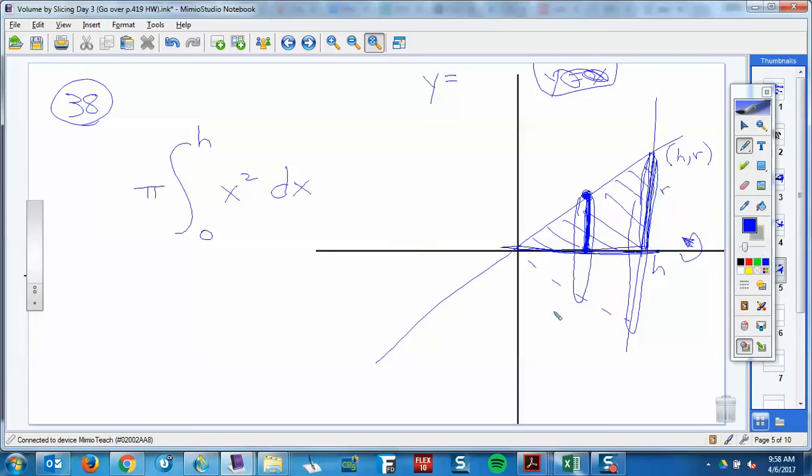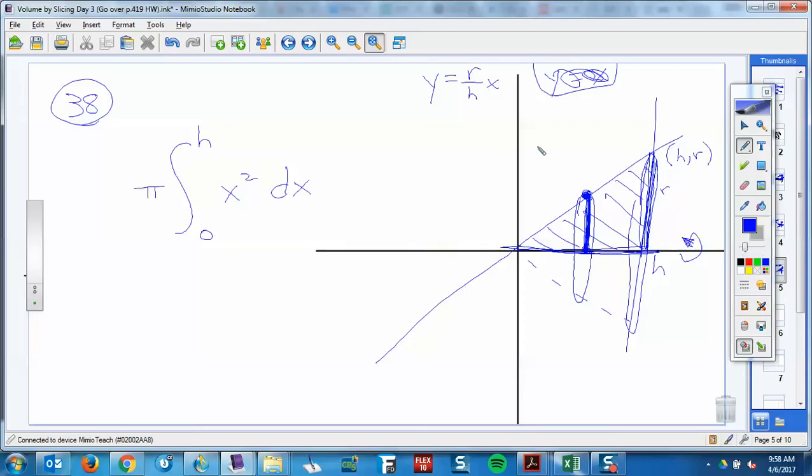Now what's the equation of this line now? What's the slope of this line? It's R over H, right? It's rise over run. So it's R over H times X. That's what I need. That's the equation of my line: Y equals R over H X.